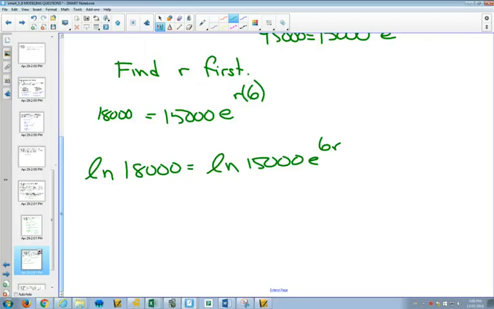Now I want you to write down the next step. Because if you're going to make the mistake that most people make, I want you to make it now so you can learn from it. What is our next step?